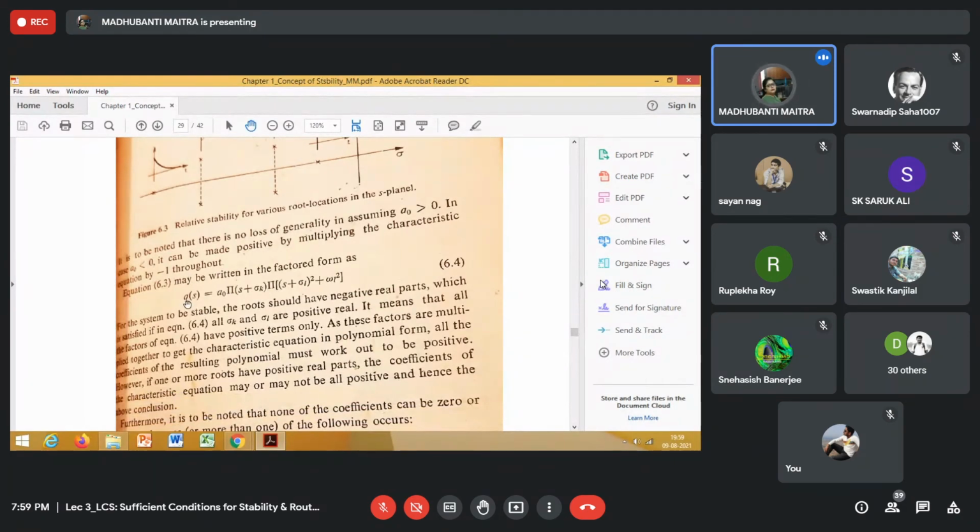And to investigate this in a bit more detail, let us express the characteristic equation in this form. This is equation 6.4, though the equation numbers will not be continuous anyway. Previously we expressed the characteristic equation in polynomial form. Now we are expressing it in factored form. That means we have identified the roots of the characteristic equation, and accordingly we are expressing it in factored form. Let's assume that we have taken A0 as common.